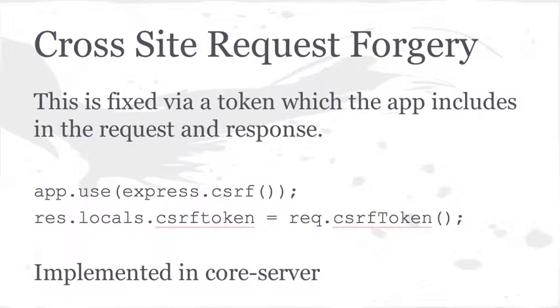It's very easy in Express: app.use(express.csrf()), and when you render, if you're using EJS templates, you can do something like res.locals.csrftoken, and you can stick that in a hidden input form. You can stick it back in the headers. There's a number of different options.